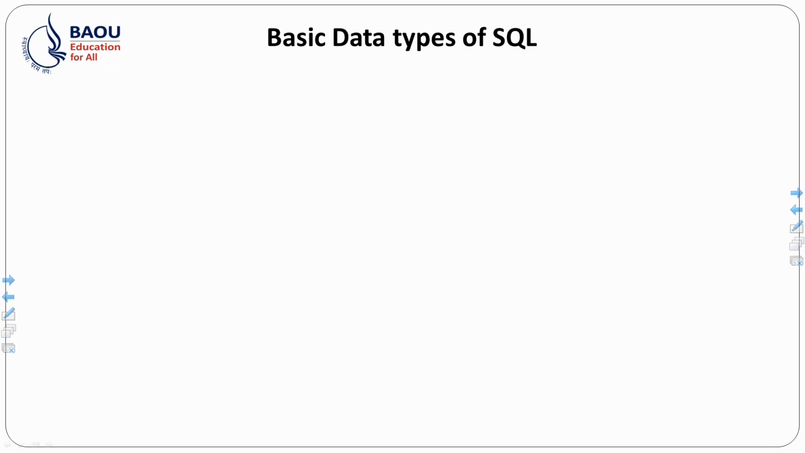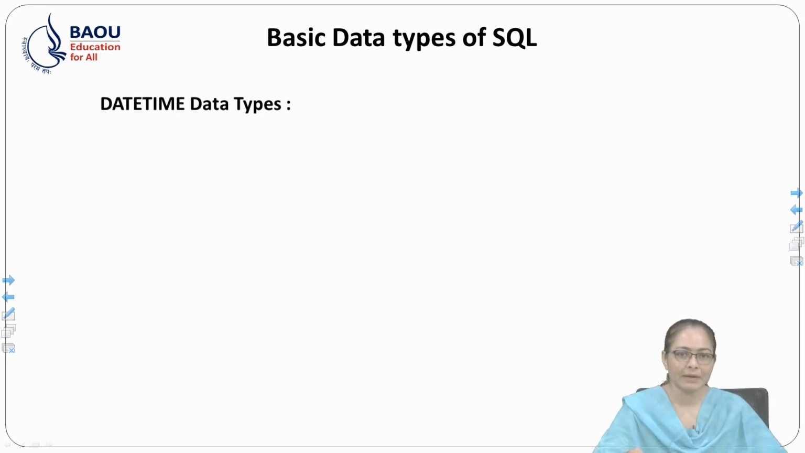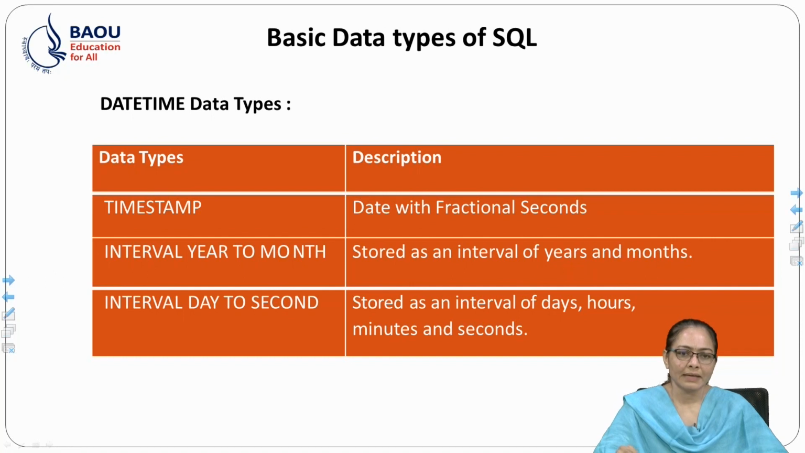Now the next one is the date and time data types. In this, TIMESTAMP is used for data with fractional seconds. Next one is INTERVAL YEAR TO MONTH, stored as an interval of years and months. INTERVAL DAY TO SECOND is used to store an interval of days, hours, minutes and seconds. It is used for both date and time data types.